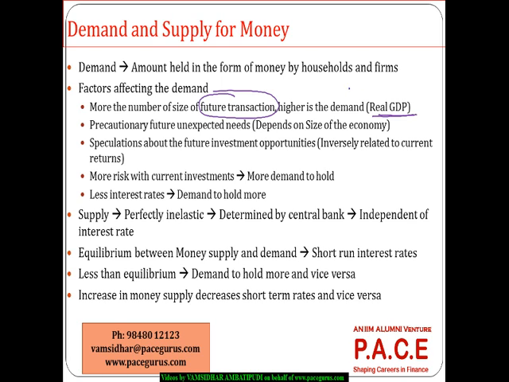so I want money. So people want to hold money rather than depositing it, because they are expecting some kind of future transactions to happen, because the economy is showing some signs of growth. They want to have money today. At the same time, they have a kind of precautionary view about the future's unexpected needs.